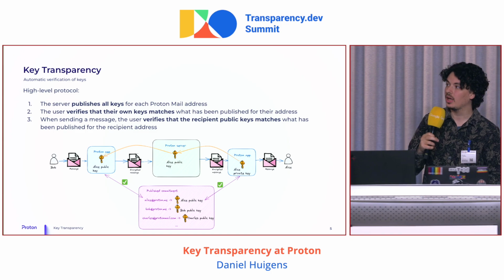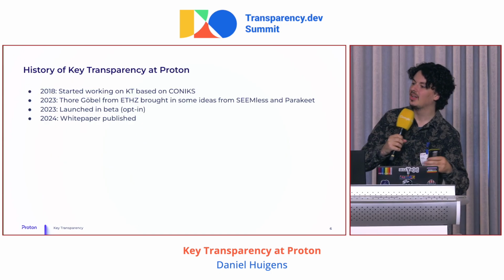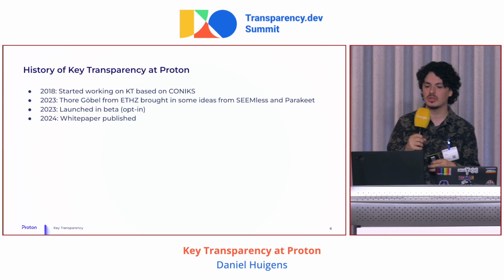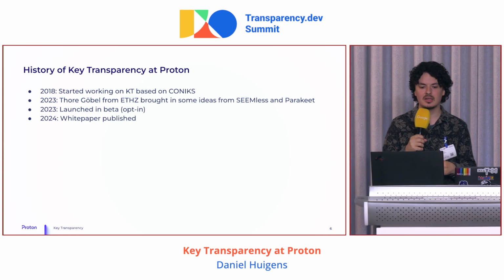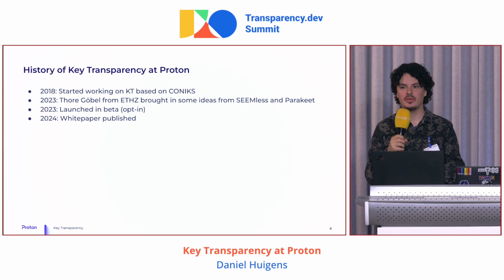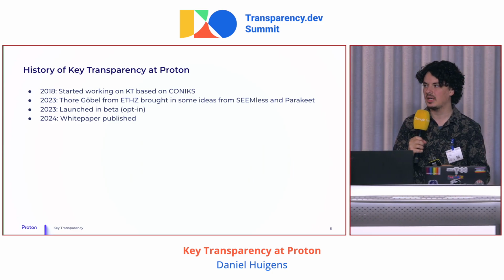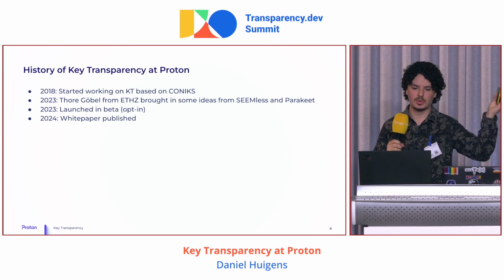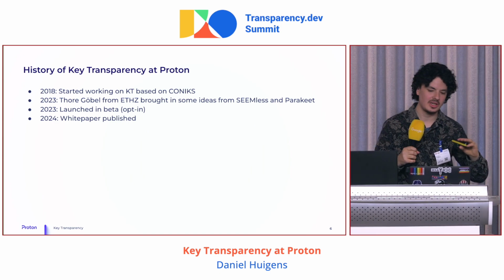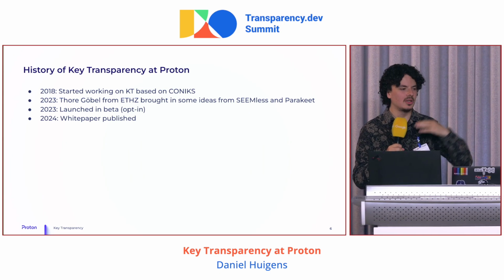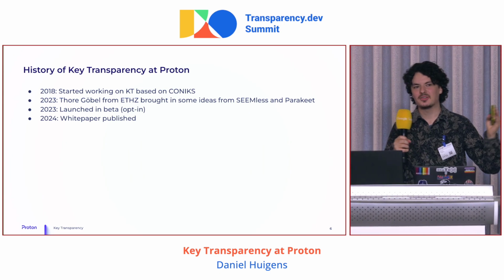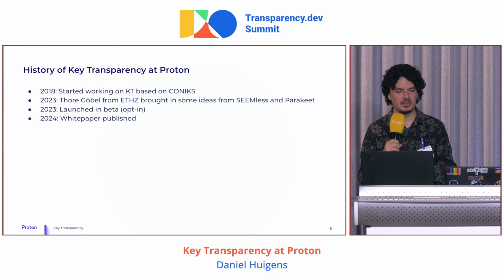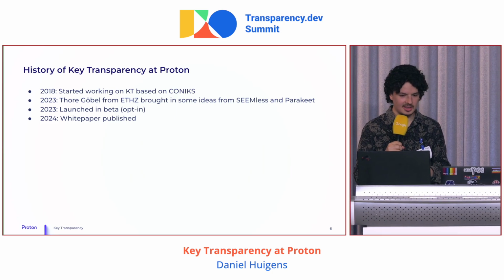So, a brief history of the development of key transparency at Proton. We started in late 2018 with developing a version of key transparency based on Konix. Then, we spent some time on it off and on. We didn't work on it continuously from 2018 till 2023. Development took a while. It turned out to be quite a large project. Also, since we developed our implementation from scratch, it was quite some work.